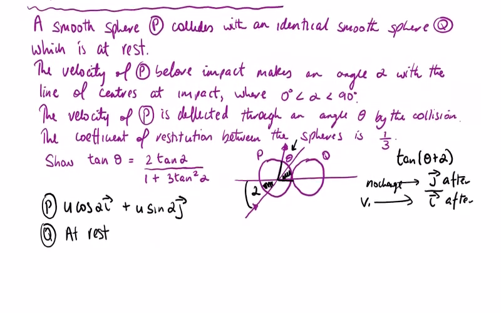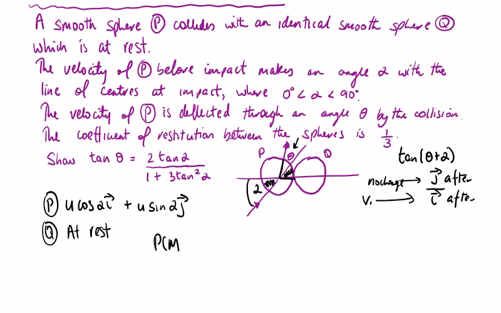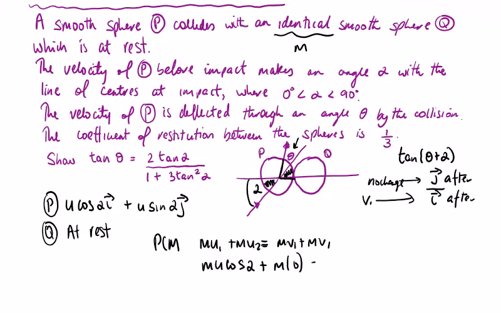So if we apply the principle of conservation of momentum to this question, we're going to get mu1 plus mu2 is equal to mv1 plus mv2. Now they're identical spheres, so we can say they're both m. So mu cos alpha plus m times 0, Q is at rest, is equal to mv1 plus mv2. Divide by m, and we're going to get u cos alpha is equal to v1 plus v2.